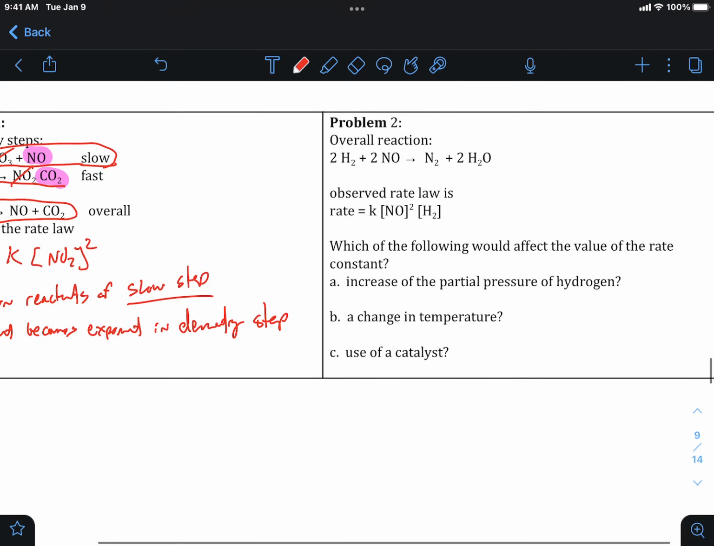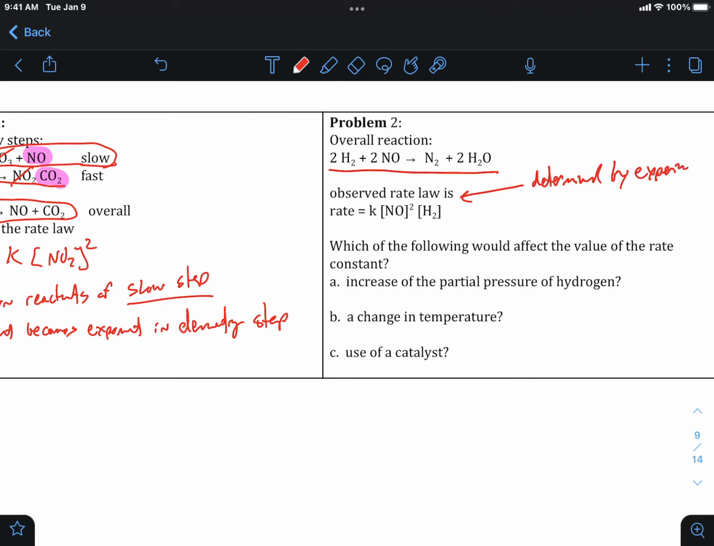So the overall reaction is given. The observed rate law, so we have the observed rate law here. Now again, when we say observed rate law, that means determined by experimental trials. Just like you did, right? By varying concentrations, measuring the rates, determining orders.